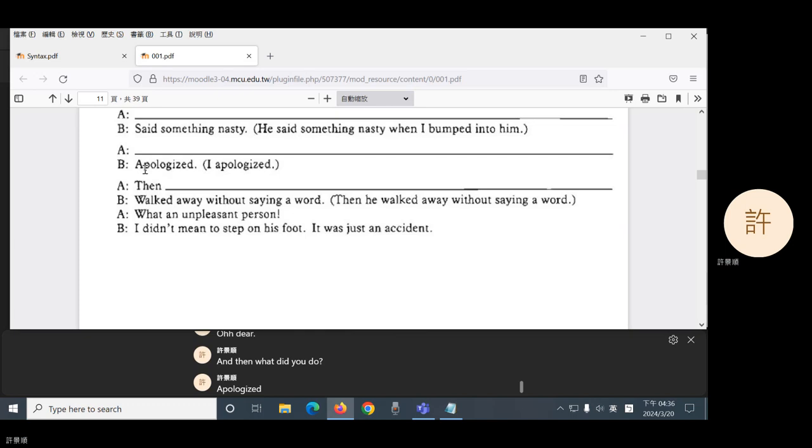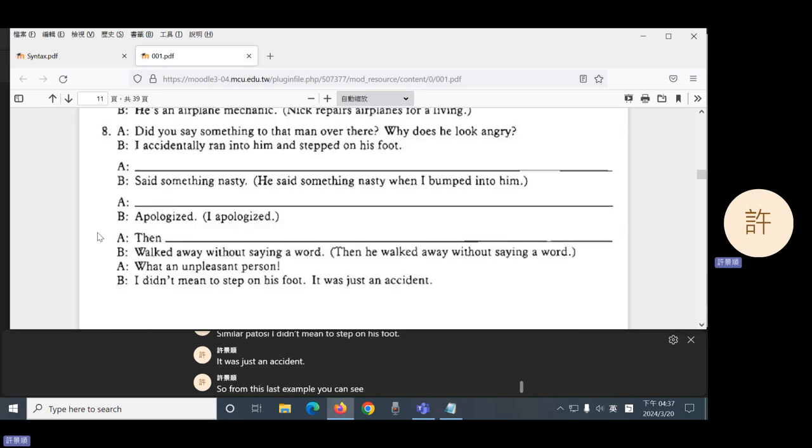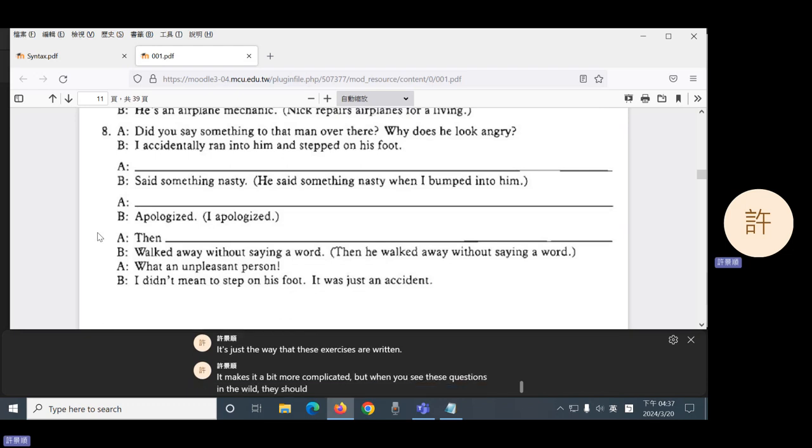Apologized. Then, what past tense did he do? Walked away without saying a word. What an unpleasant person. 人令人不讨喜. I didn't mean to step on his foot, it was just an accident. So from this last example, you can see that this kind of question is quite common in English. It's just the way that these exercises are written, it makes it a bit more complicated. But when you see these questions in the wild, they should make more sense.